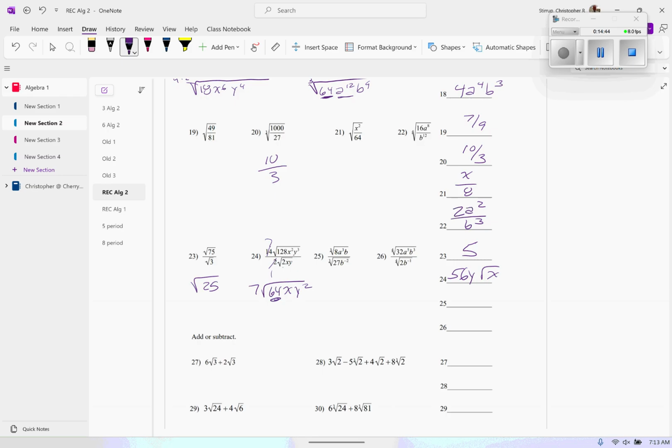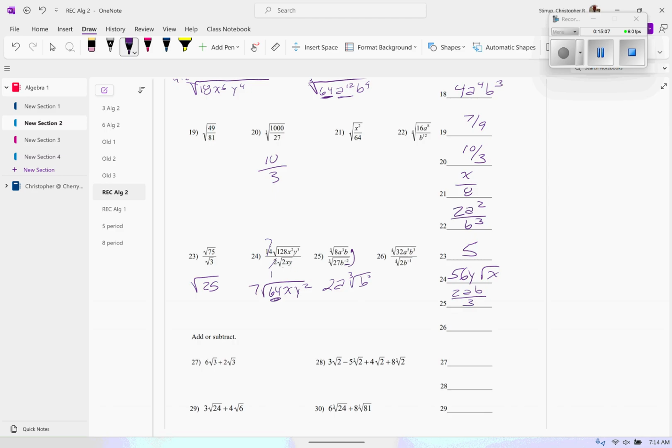Let's see, third root of 8 is 2. Third root of a to the 3rd is just a. And then I have third root of b. But this, see this right here, it's going to move up. That's b to the third, so I have a b on top. So 2ab and third root of 27 over 3. Yeah, that negative exponent moves up. Gotta watch out for those.